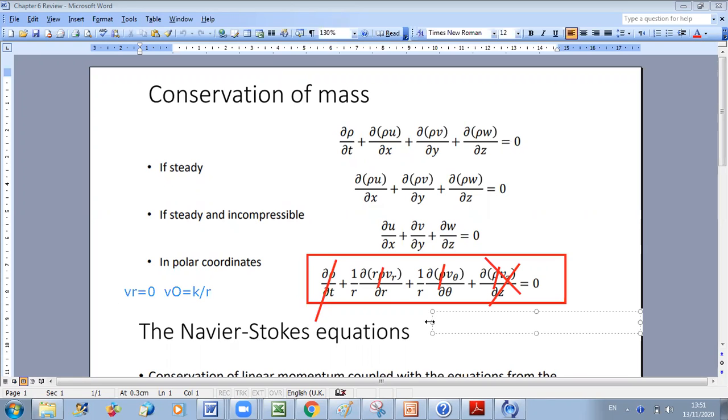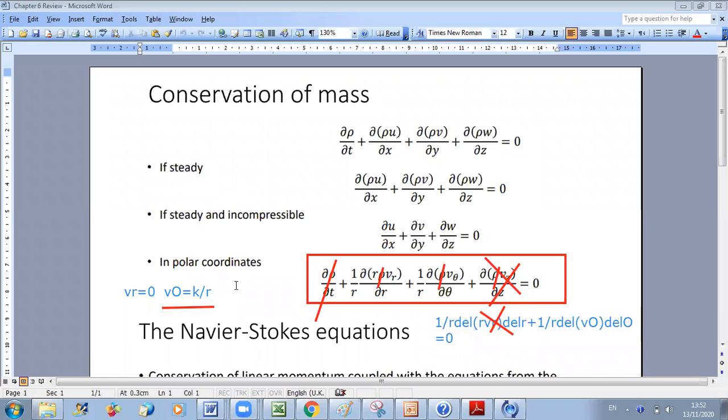Our condition is that in general, you should have 1 over R del (R VR) by del R, plus 1 over R del V theta by del theta equals 0. This is the condition because it's a 2D flow, so no Vz. Now replace in this problem: VR is 0, so this term will cancel out. And you got that V theta is K over R.